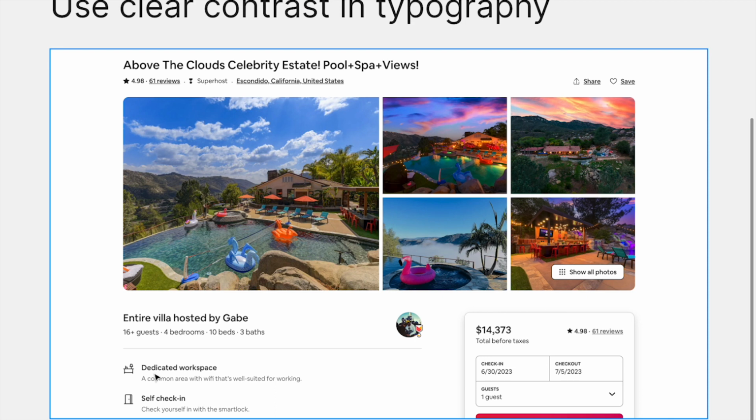Having this nice mix throughout this page makes it very readable. It makes you know exactly what to look at first, and then what to look at second and third, and also makes the page much more aesthetic as well. It looks significantly better having a nice mix of typography.